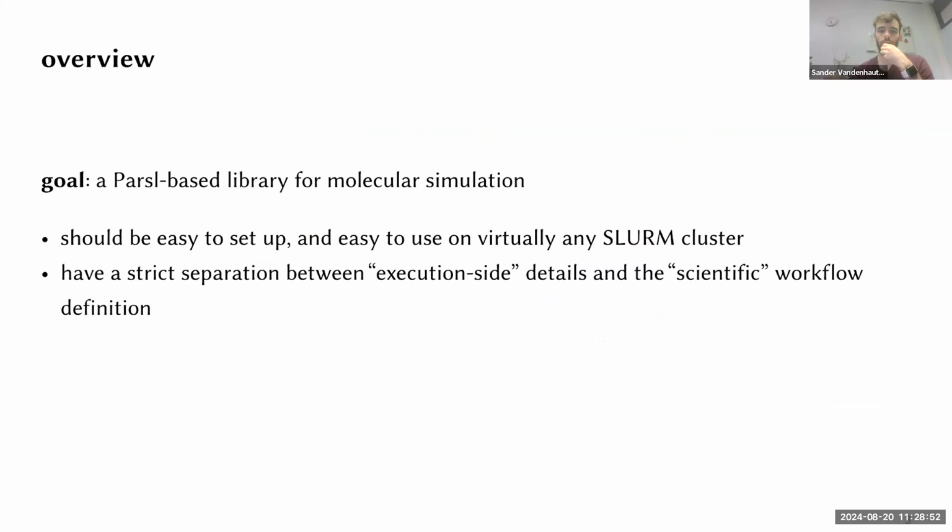So the goal was to build a library for molecular simulation based on Parsl. It should be easy to set up for Slurm, and it should have a very strict separation between whatever scientific workflow you're actually trying to execute, and all of the execution side details. And Parsl already does this with the config, parsl.load. But I think for, let's say, non-technical users, that was not enough.